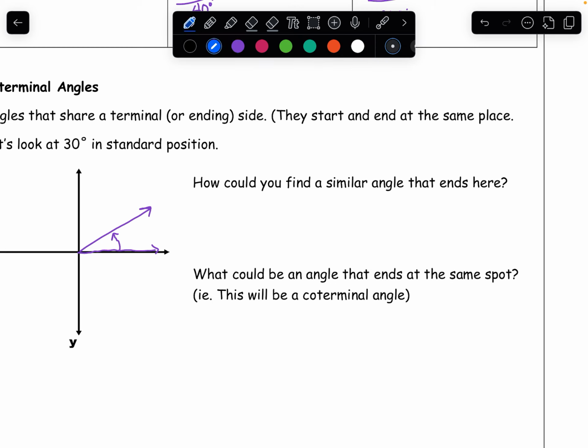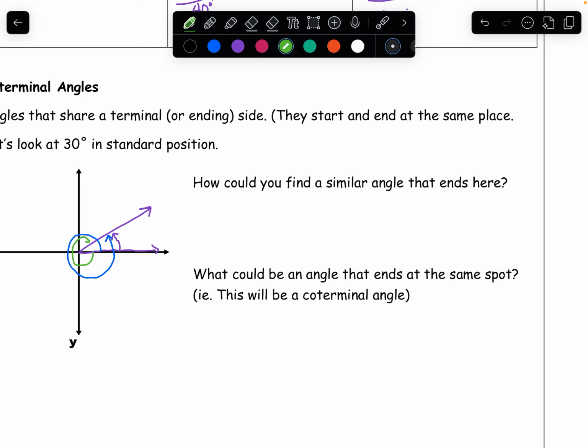Take a moment, think about this. Well, we can, because we can go all the way around both ways. So we could have a positive or a negative angle, like that. Oopsies, wrong way. We always start at our initial side. We could look like that.